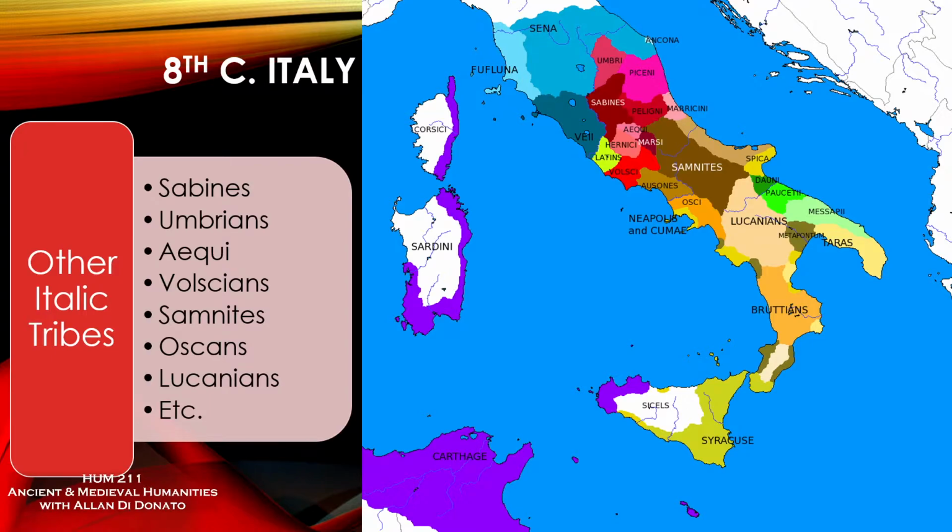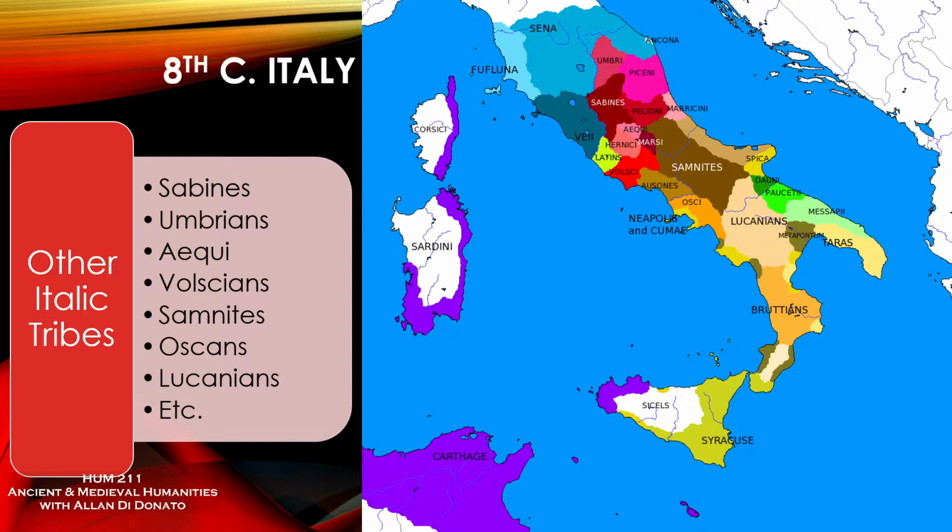Now, most of these tribes speak Italic languages. They're all Indo-European for the most part, and some of the names that I've just thrown on the screen are groups like the Sabines, which have a big role to play in very early Roman mythology. Then you've got the Umbrians, the Aequi, the Volscians, the Samnites, which are that brown territory in the center. That's going to be a really difficult area for Rome early to conquer. One of the great Italic enemies in Italy for the Romans. Then you've got the Oscans, Lucanians, etc.